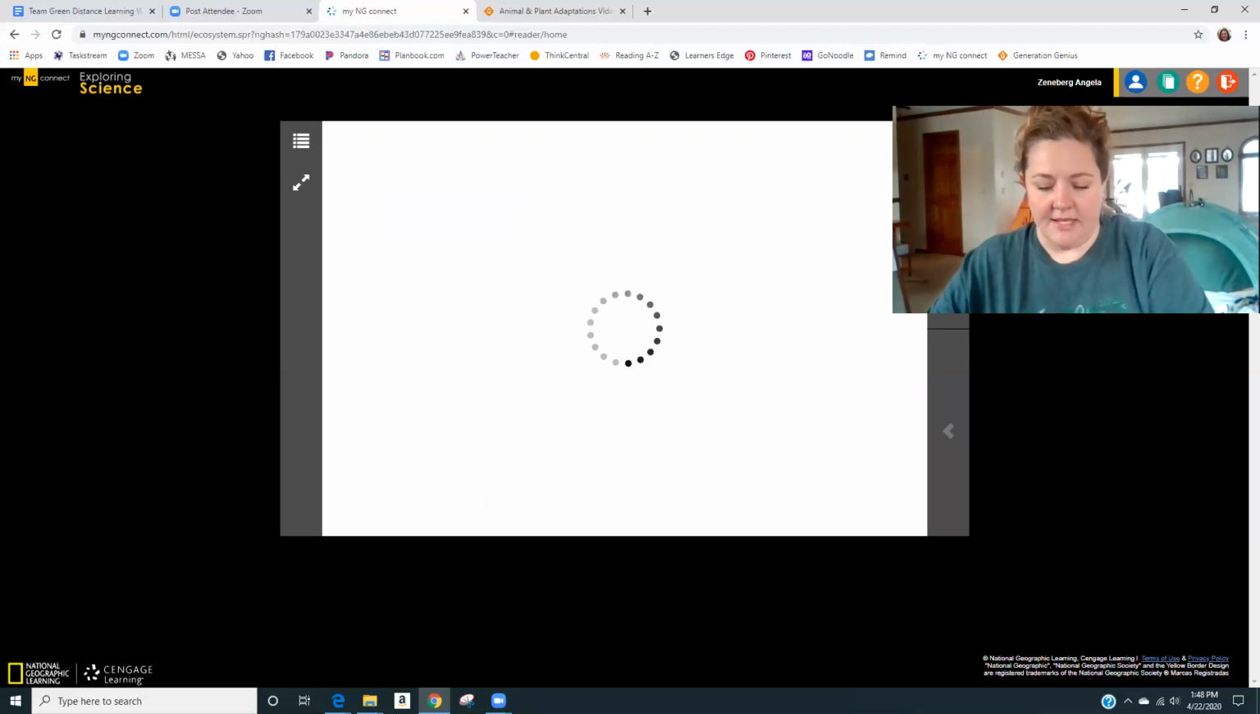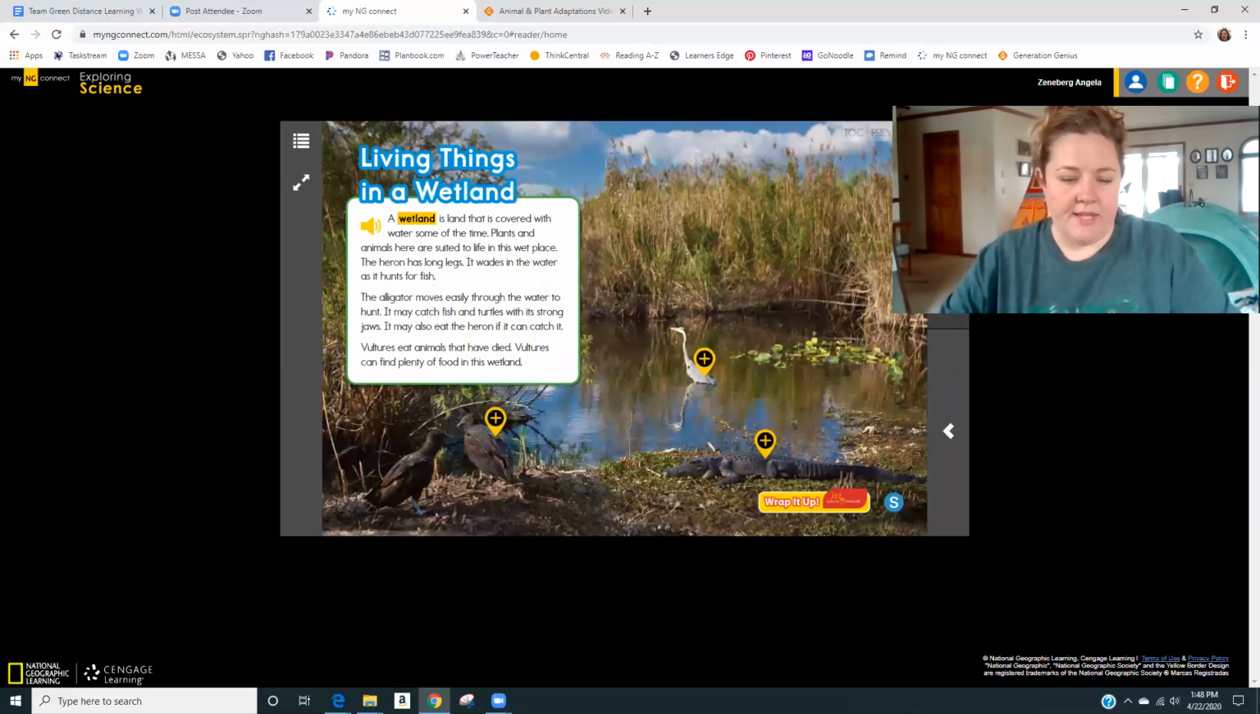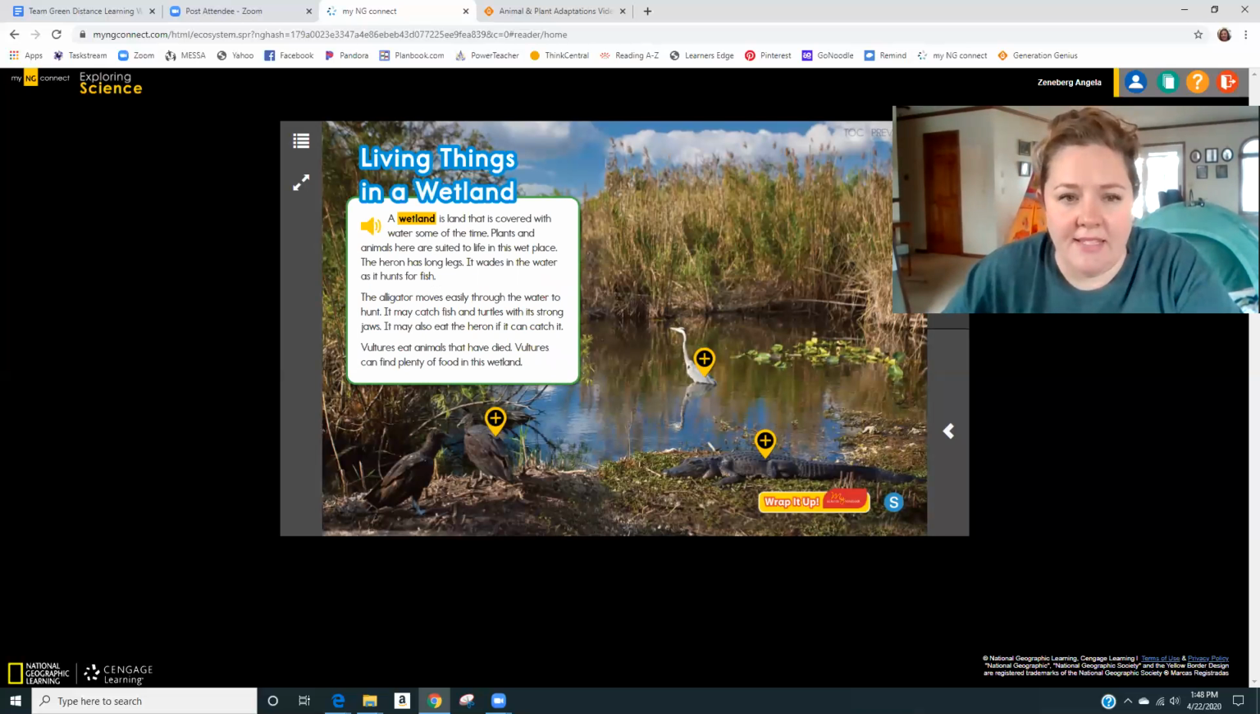Our next lesson is going to focus on living things in a wetland. A wetland is land that is covered with water some of the time. Plants and animals here are suited to life in this wet place. The heron, which is this bird here, kind of looks like the egret. The heron has long legs. It uses those long legs to wade in the water as it hunts for fish.